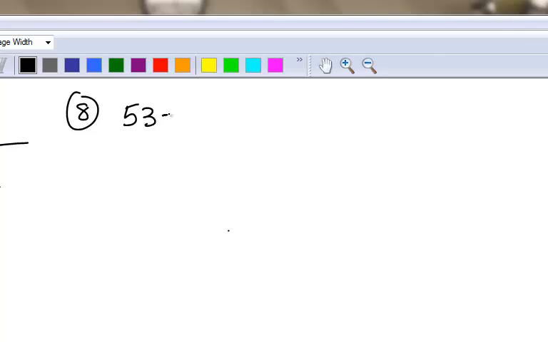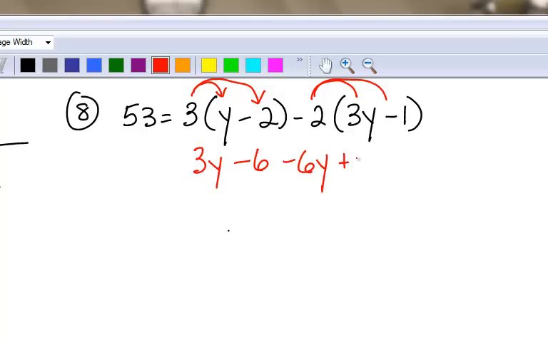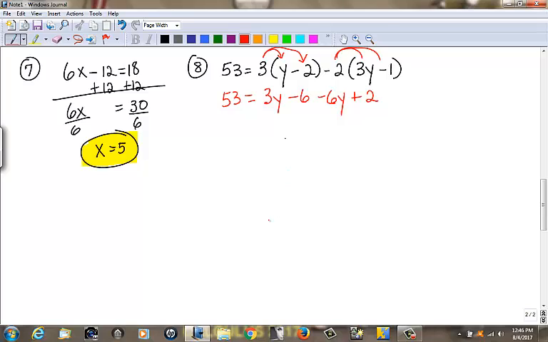So you have 53 equals 3 times the quantity y minus 2, minus 2 times the quantity 3y minus 1. So this is where you are going to use the distributive property. Multiply this out. So you'd have 3 times y would be 3y. 3 times a negative 2 would be negative 6 or minus 6. Negative 2 times 3y would be a negative 6y. And a negative times a negative would be a positive 2. So you get 53 equals 3y minus 6y plus 2.